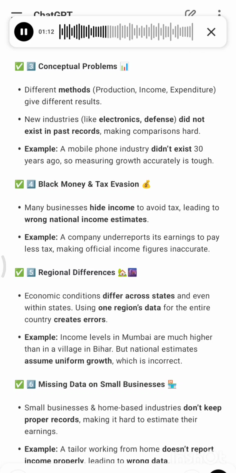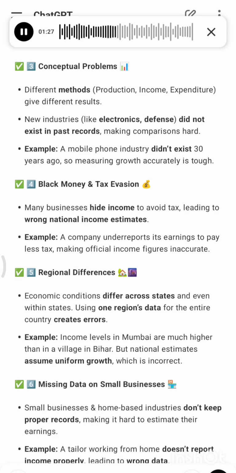4. Black money and tax evasion. Many businesses hide income to avoid tax, leading to wrong national income estimates. Example, a company underreports its earnings to pay less tax, making official income figures inaccurate.